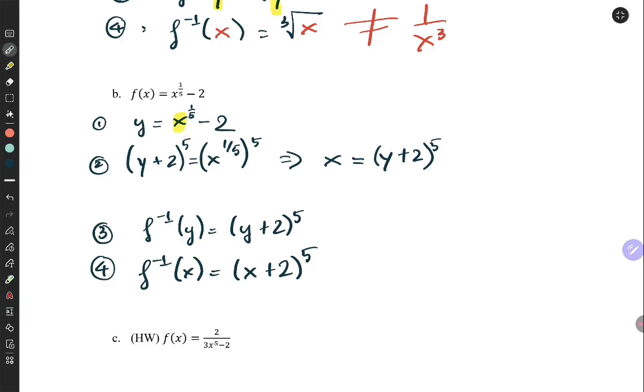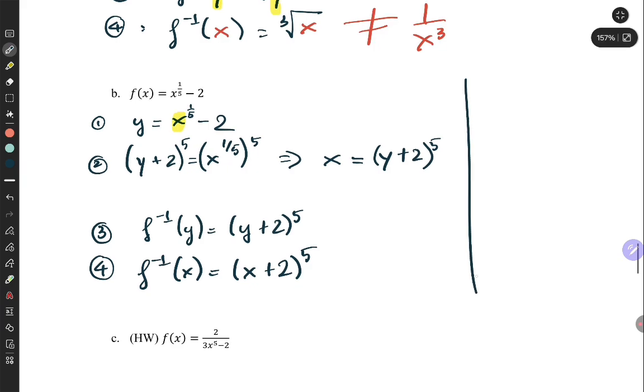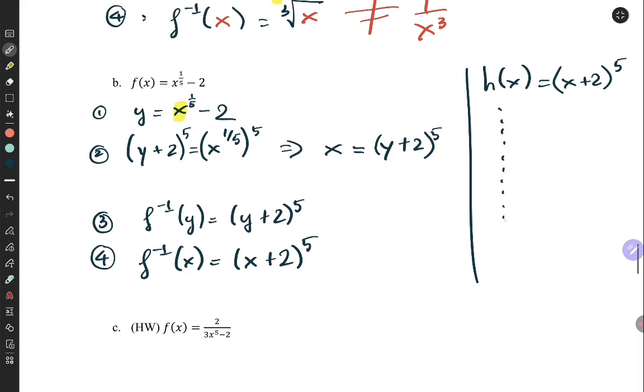In other words, they are inverse of each other. That means it's not one way. If I start a problem with this, somehow g of x or h, right? I start a problem like that, and then I ask you to find the inverse. You're gonna do all the 5 steps, I mean 4 steps. 1, 2, 3, 4. Eventually, you're gonna end up with the answer, which is that, right? So they are inverse of each other.